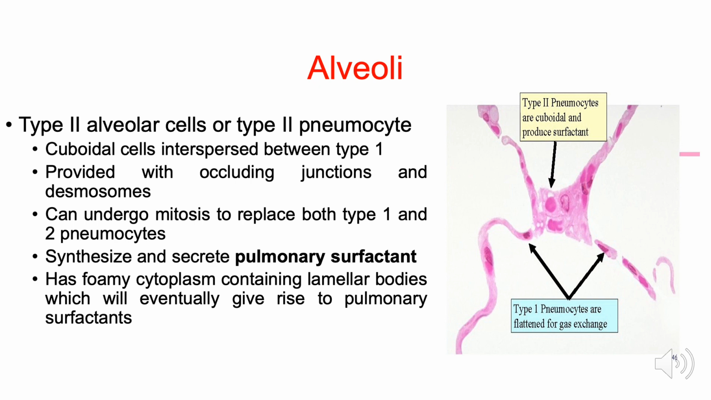So take a look at the cells labeled as type 1 pneumocytes. They are flat or squamous. And take a look at the cell labeled as type 2 pneumocyte. It is cuboidal in shape. Appreciate the foamy appearance of its cytoplasm due to the presence of lamellar bodies.